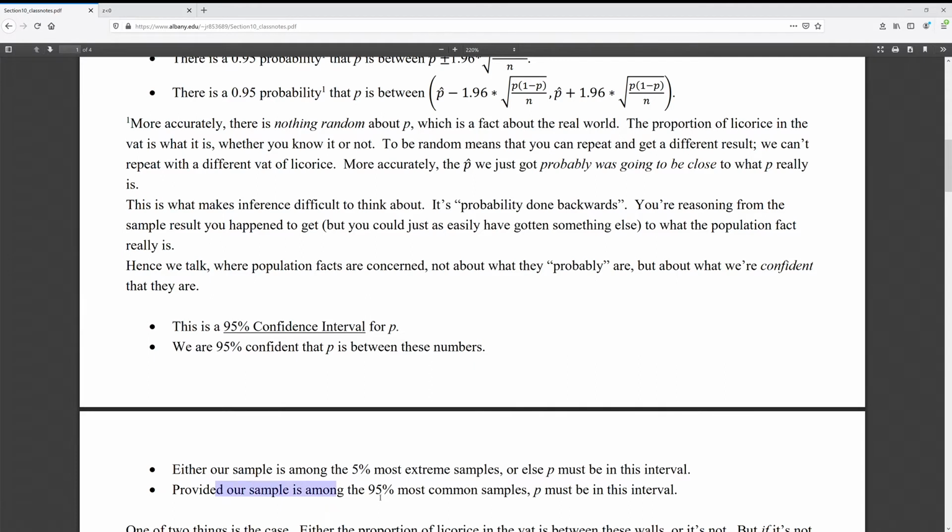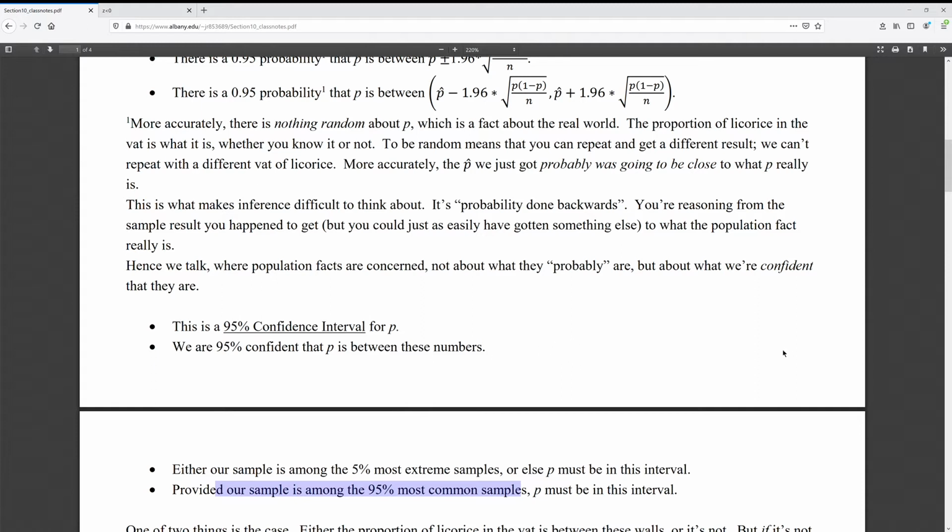Provided our sample is among the 95% most common, most typical, most central. Remember, this is roughly normal shaped, it's symmetric. So 95% in the middle, 5% peeking out there. 95% most common, 95% most typical, 95% most central, they all mean the same thing, right? We're talking about that 95% area in the middle. If the sample we just got was among the 95% most typical we could have gotten, then the walls you generate will contain the truth.